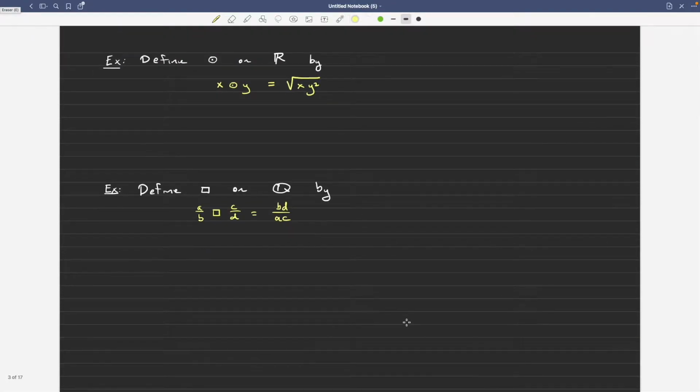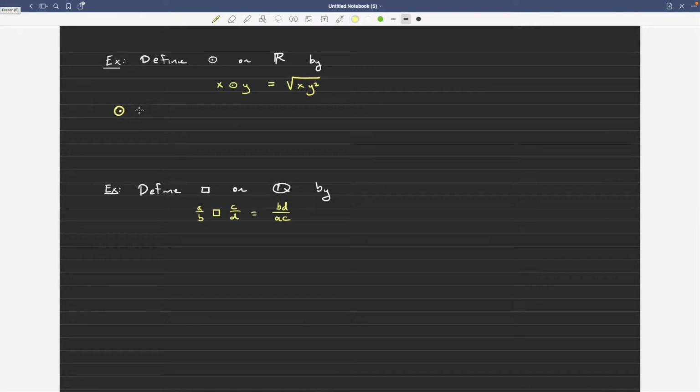Okay, here's an example. I'm using a new symbol for the binary operation, a circle with a dot in the middle. So define circle dot on the real numbers by x circle dot y equals the square root of x times y squared. So is this a binary operation? Well, when you see square roots and you're thinking about real numbers, you know you have to avoid getting negative numbers in the radical, right?